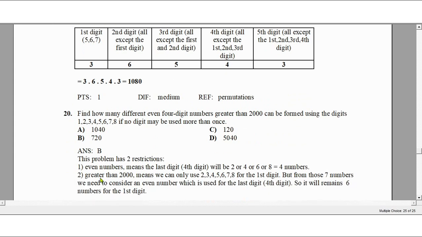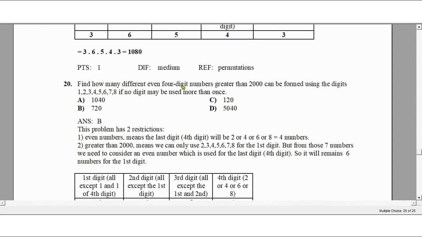So firstly, the even number means the last digit. Okay, the 4-digit. Why four? Only 4-digit because we only arrange 4 digits, right? From 8. So the last digit will be only 2 or 4 or 6 or 8. So 4 possible numbers here. Okay, we need to consider the even number first, the last digit. Okay, and then greater than 2000 means the first digit can be 2 until 8.